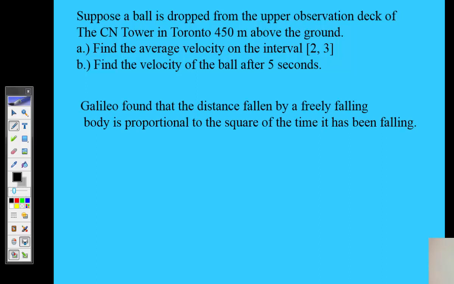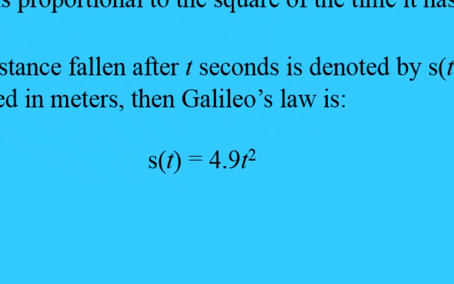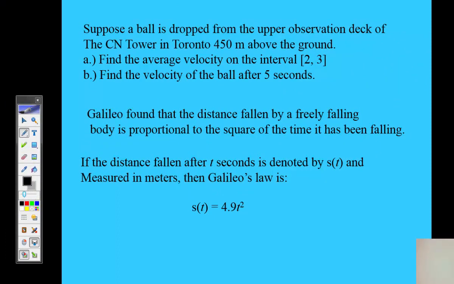Galileo found that the distance fallen by a freely falling body is proportional to the square of the time it has been falling. This is important to solving this problem. If the distance fallen after t seconds is denoted by s of t, so s of t represents how far the object has fallen in t seconds, then Galileo came up with this little formula to determine how far an object has fallen in a particular time. So this is what we're going to use to do our calculations.